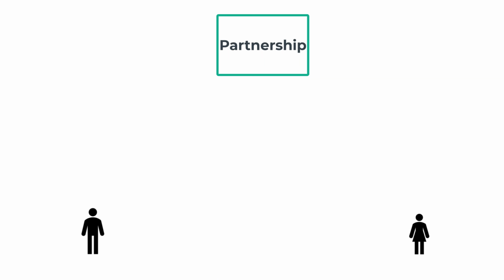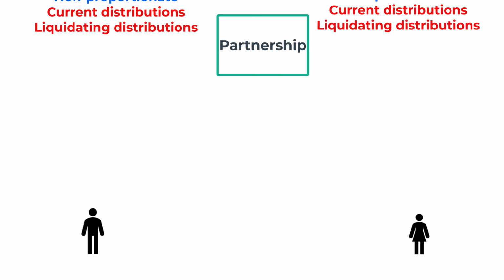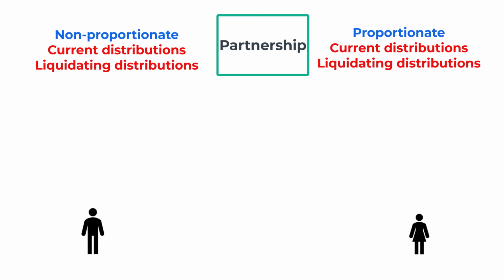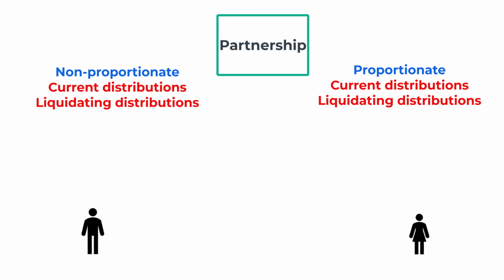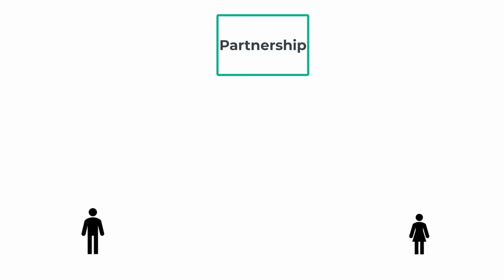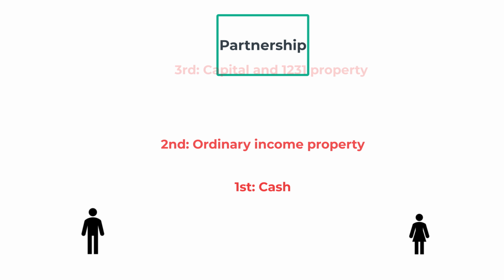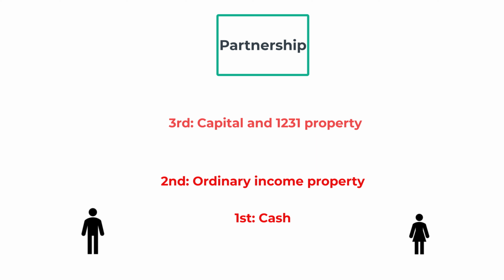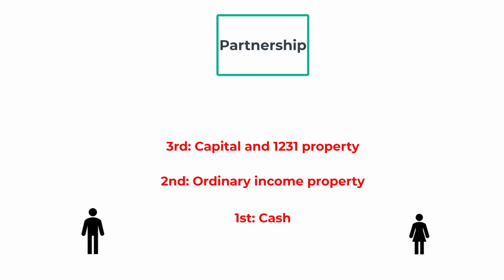In this video, I'll show you how to assign tax basis to multiple assets in an asset distribution. In the first 3 videos, we described the basic rules for partnership distributions, including current, liquidating, proportionate, and non-proportionate distributions. We know that there are 3 categories of distributed assets: cash, ordinary income property such as inventory and unrealized receivables, and everything else such as Section 1231 property and capital property.